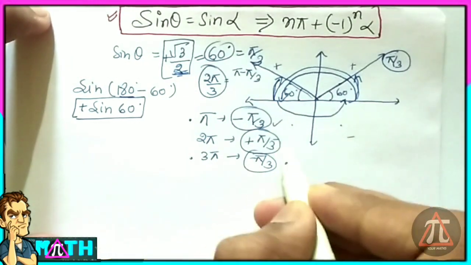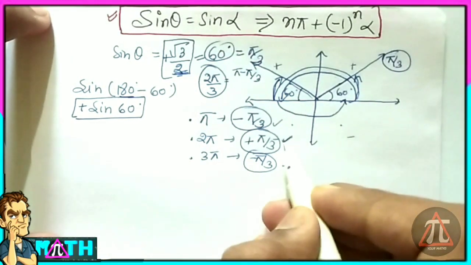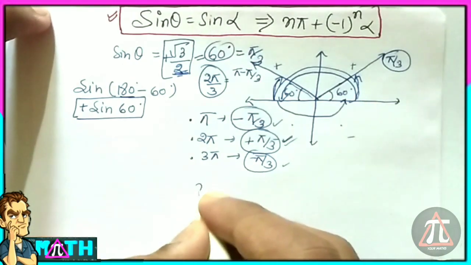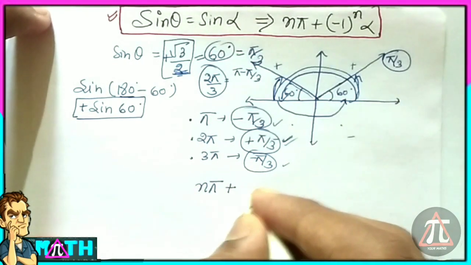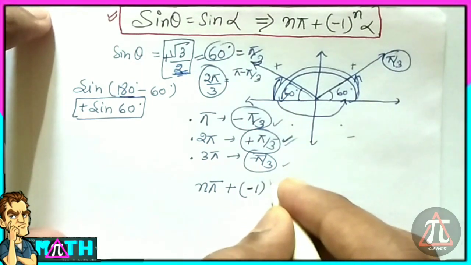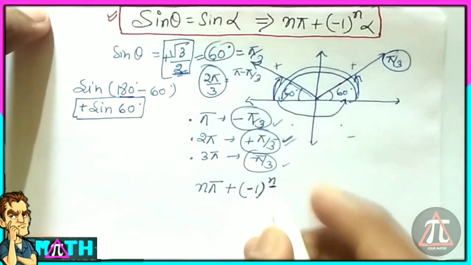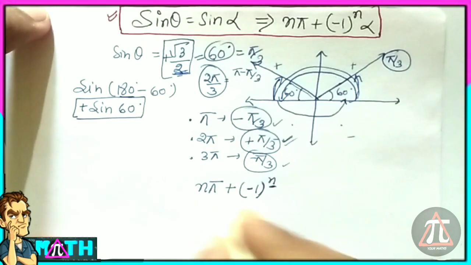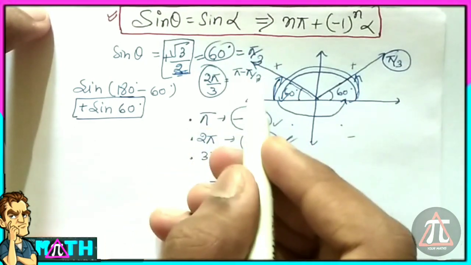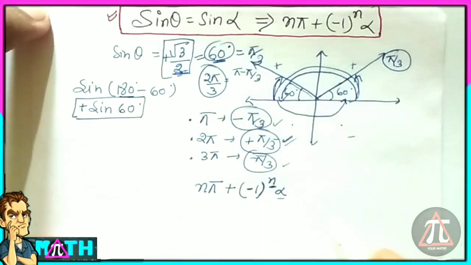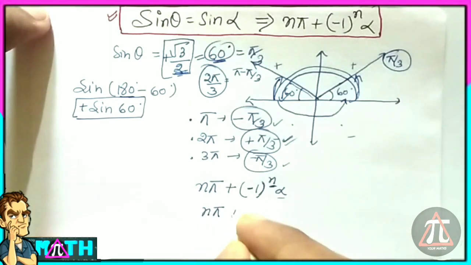So you can see that for odd n you have to subtract pi by 3, and for even n you have to add pi by 3. So it is n pi plus minus 1 to the power n, because when n is even it makes the minus 1 to the power n positive, and we can add any alpha. Okay, and when it is odd we can subtract any alpha.